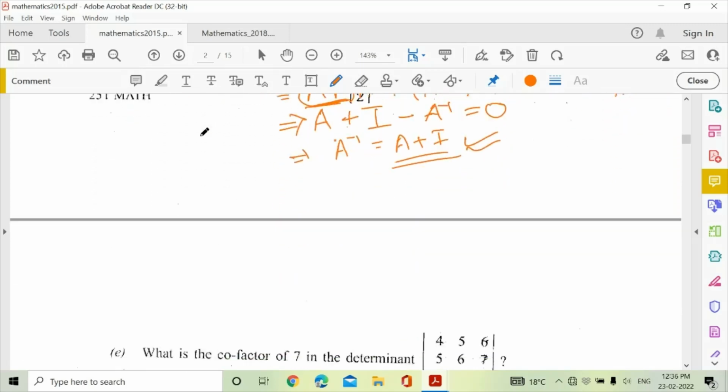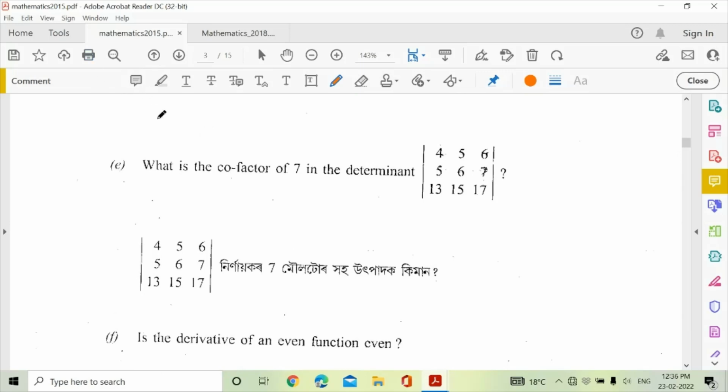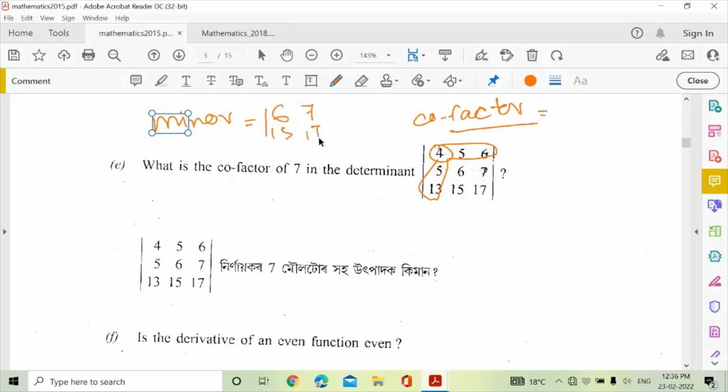So let us try to discuss the next one, cofactors. So we have two different terms, one is minor and another is cofactor. Let us try to discuss what is minor and what is cofactor. For each and every element you can easily find out the minors. To have the minors, eliminate the row and column where the element lies. That means to have the minor for this element 4, we have to eliminate these two, row and column. Whatever new determinant you will have, this is the minor. 6, 7, 15, 17. Are you getting my point?